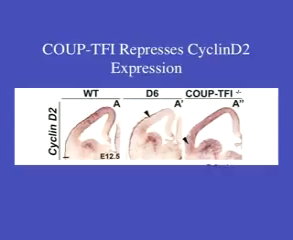Consistent with that, when we look at the loss-of-function mutation for COOP-TF1, and we look in the ventral region where COOP-TF1 normally is most strongly expressed, you can see an upregulation of cyclin D2. Normally, it's very low in this region, so you can see it comes up nicely. Cyclin D2 is a nuclear protein which promotes mitosis or cell division.